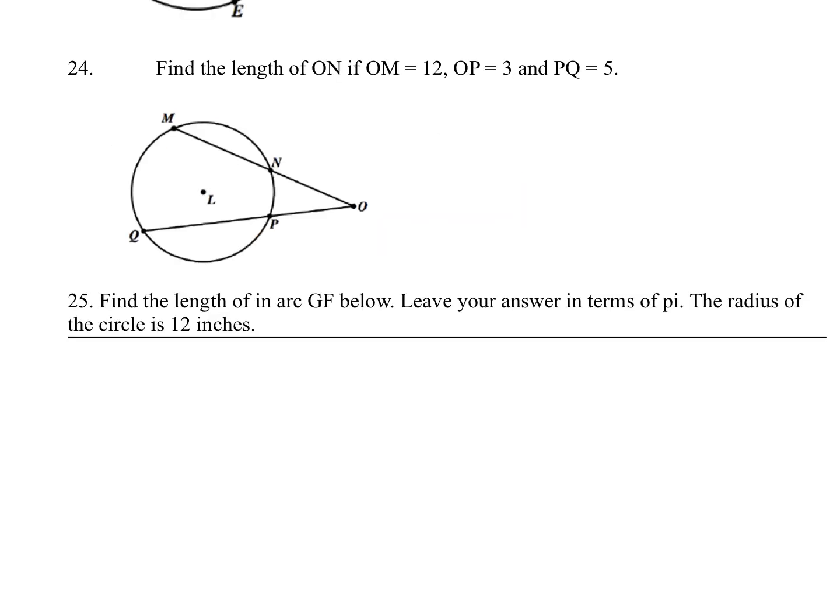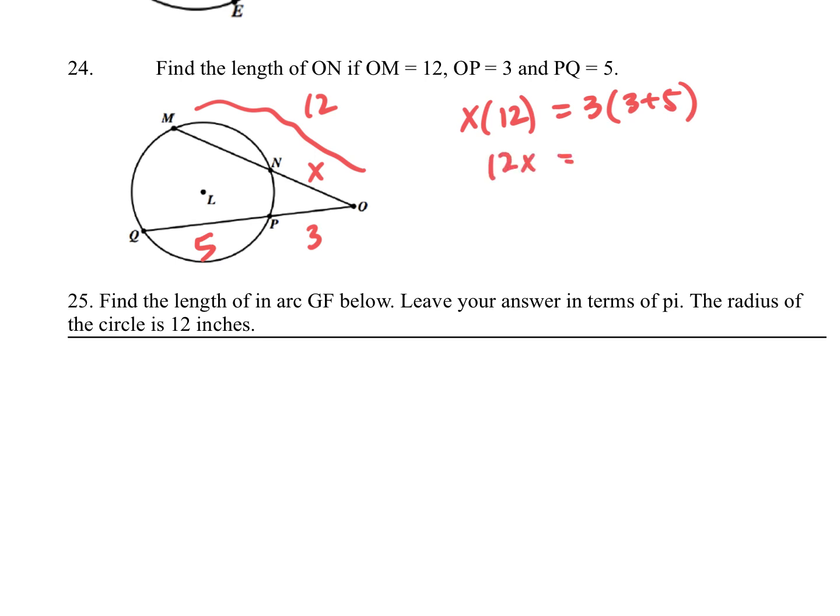Okay, so next one, we have ON is what I'm trying to find. I know the whole thing here is 12. OP is 3, and PQ is 5. So it's part to whole is equal to part to whole. So 12x equals 3 times 8 is 24. So x is 2.